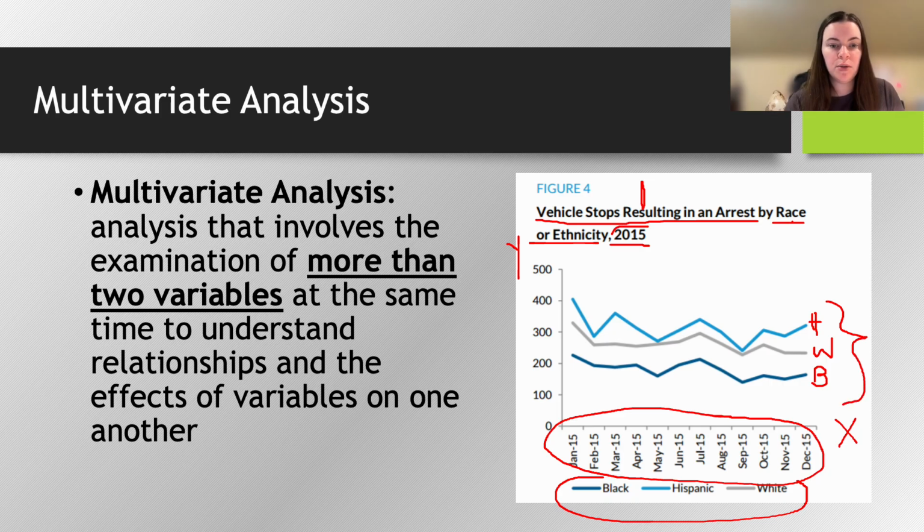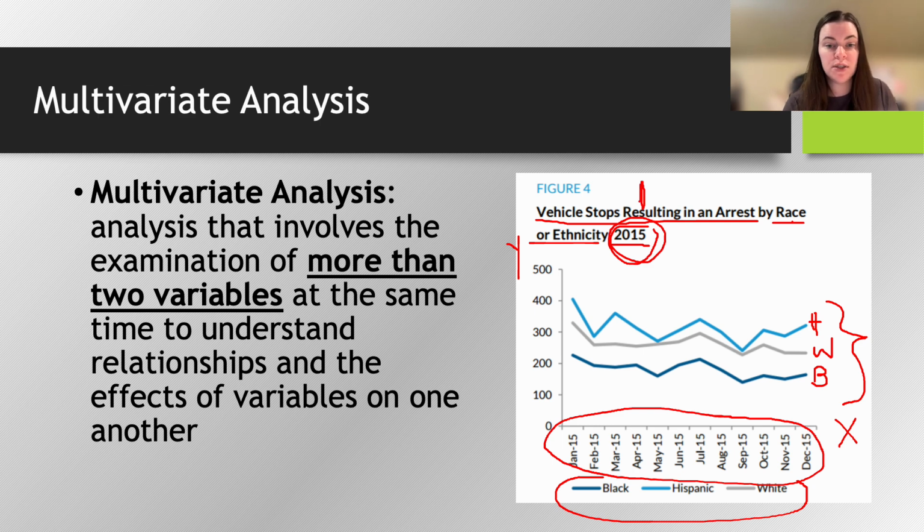And our last variable here is the exact year that these researchers were interested in. In this case, it was the year 2015. So not only are we able to track the number of stops that resulted in an arrest, the race of the individuals affected, but also each individual month within a given year. So those are our three variables.